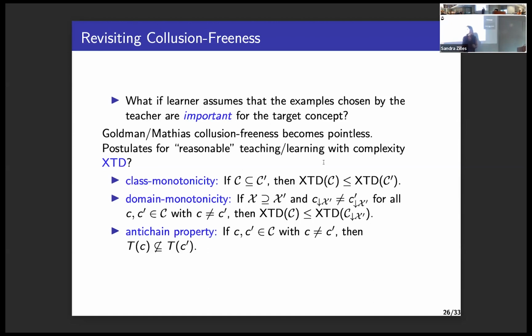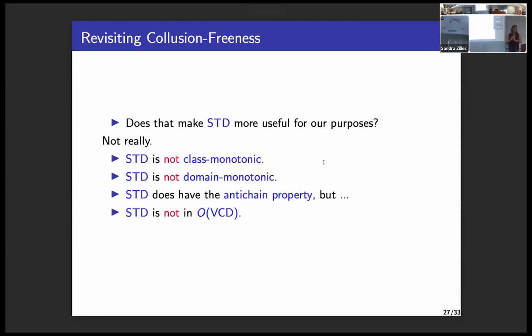Or sometimes we find it useful if at least we have some anti-chain property, saying if I have two concepts, the teaching set for one of them should not be a subset of the teaching set for the other. Okay, those are just 3 properties that we thought could be natural. So does that make STD any more useful for our purposes? Unfortunately not, because it is not class monotonic. It also is not domain monotonic. It happens to have the anti-chain property just by design, but most importantly, it's also not upper bounded by any function linear in the VC dimension.